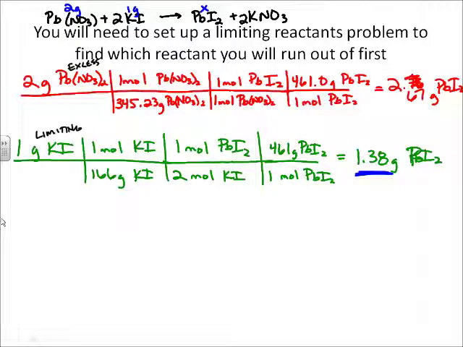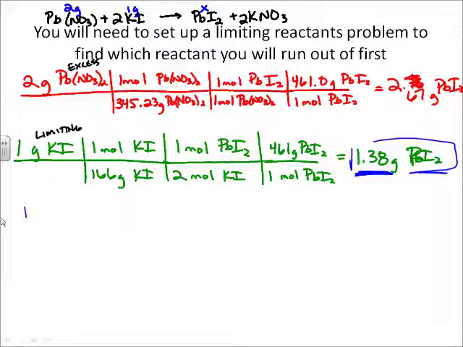So those are our limiting and excess reactants. Now there's another question in your pre-lab which asks how much of your excess reactant is going to be left over. In order to solve for that, I'm going to take this value right here, 1.38 grams of lead-2 iodide, and we're going to do a stoich problem to find out how much of the lead-2 nitrate we used up.